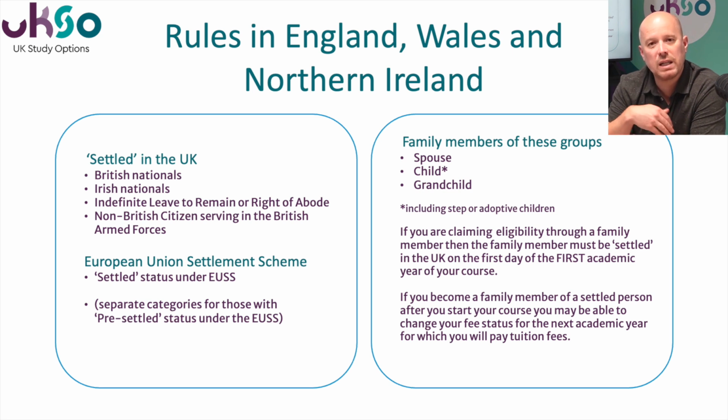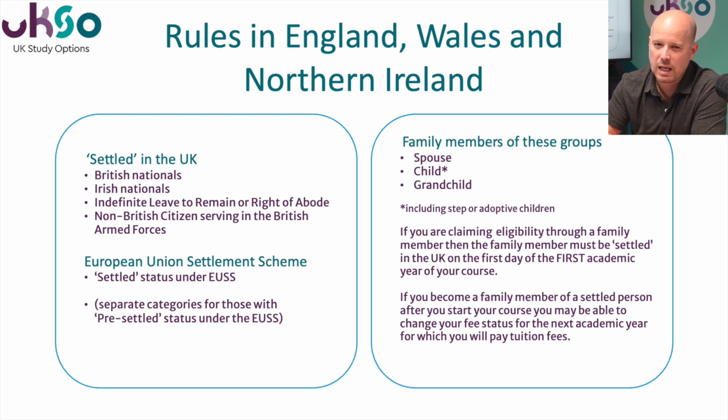But then if you become a family member after you start your course, you might be able to change your fee status. So let's say someone on a temporary visa gets married to a British citizen in the second year of their course, then if that British citizen was already a British citizen when that person started the course, they might be able to get home fees in year three of the course.